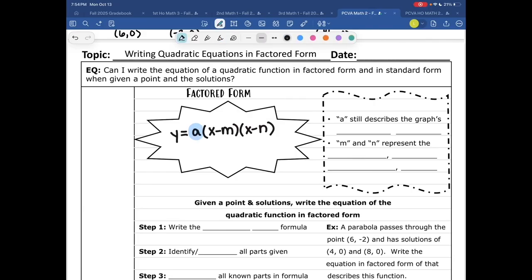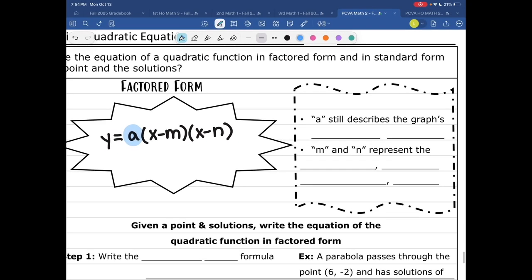Now, what you need to understand is that when we look at these, we have the a value. My a value is still going to represent the general shape. The a talks about whether it's going to open up or open down. So remember, if a is positive, it's going to open up. If a is negative, it's going to open down. The a is also going to tell me whether it is going to be skinny or stretched. If the a value is greater than 1, then it's a vertical stretch. If the a value is less than 1, then it's a vertical shrink.